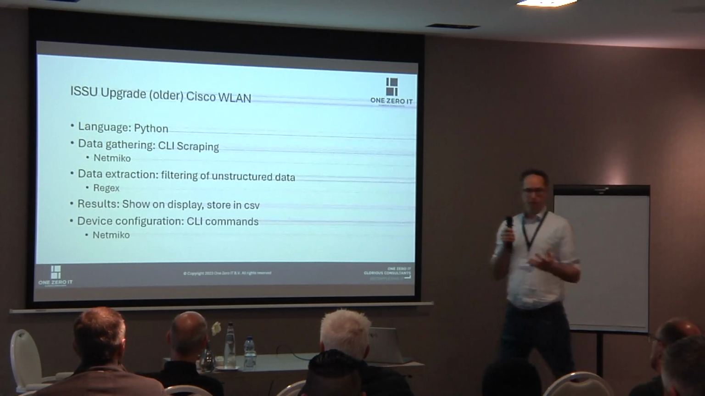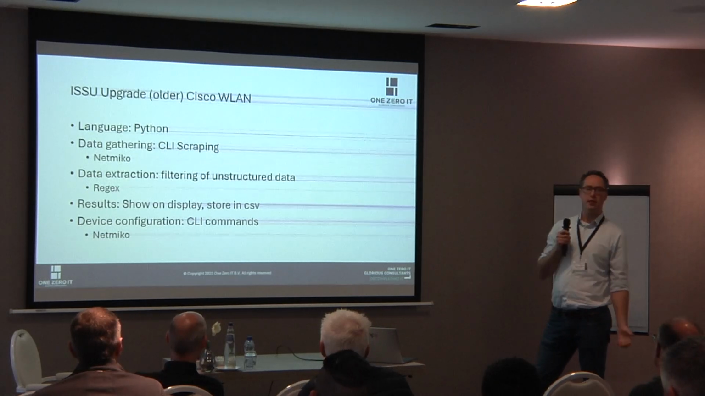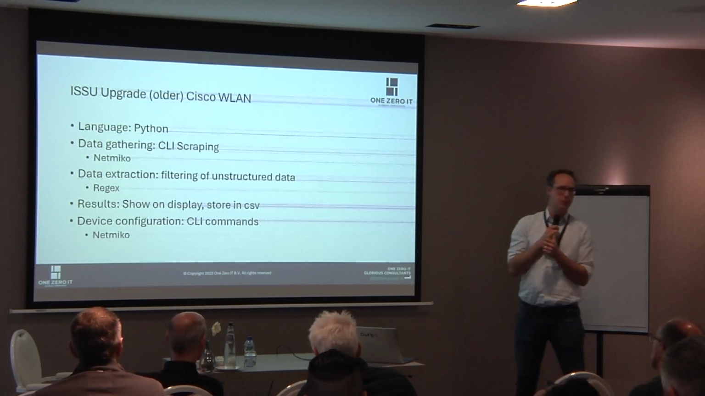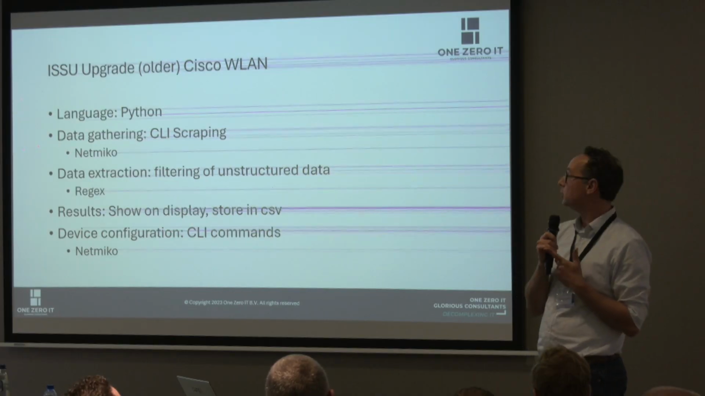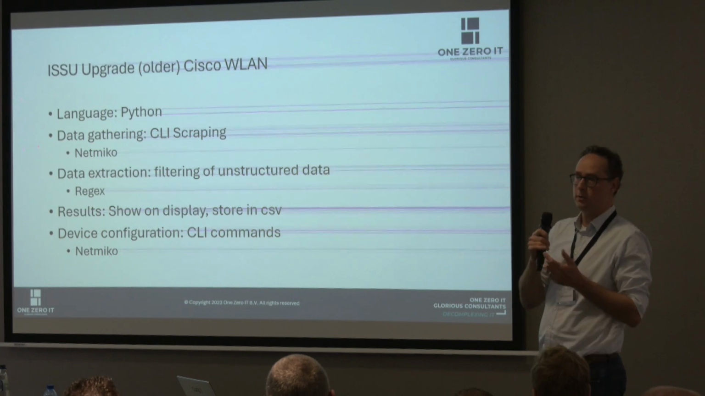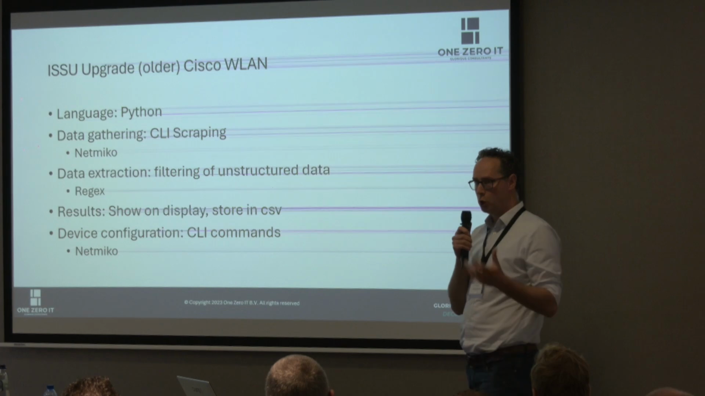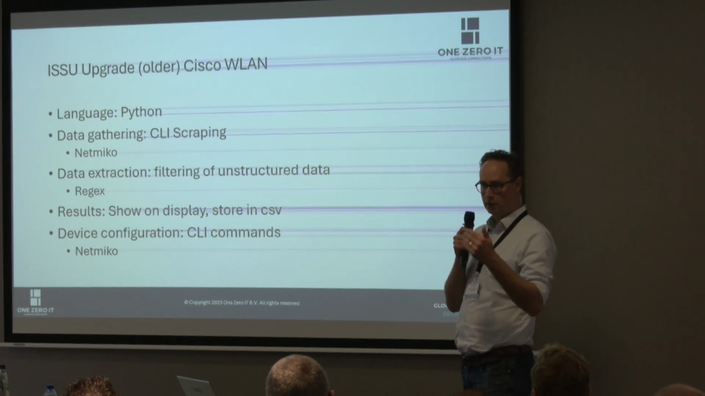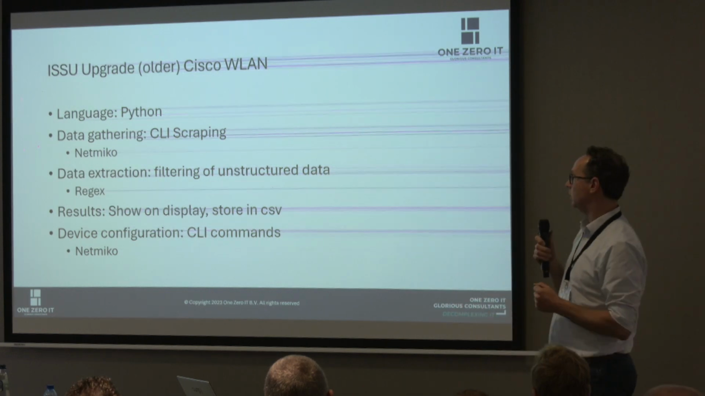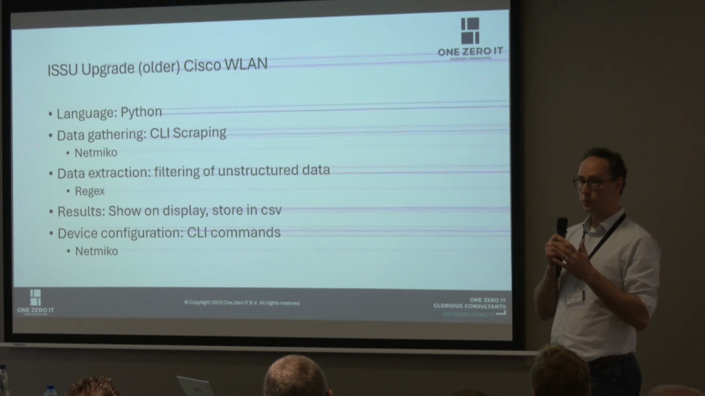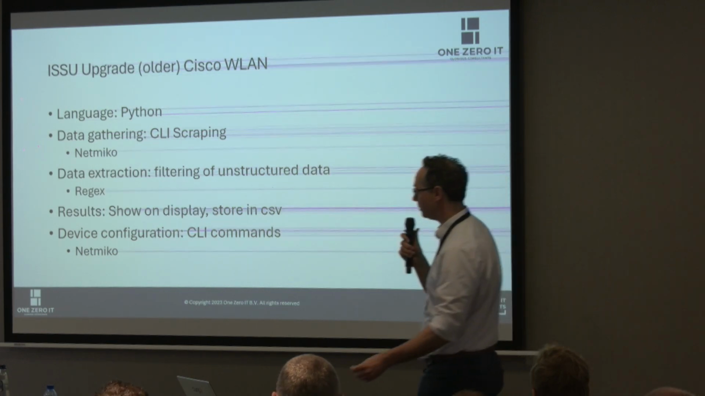So, before I started, I make a plan. Then I have to dive into, okay, what do I need? The language is going to be Python. How am I getting the data I want? It's going to be the old Cisco WLAN, so CLI scraping: giving show commands and evaluating the data that comes back. For the interaction, I used NetBeacon. For the data extraction of all the unstructured data, I used regex.